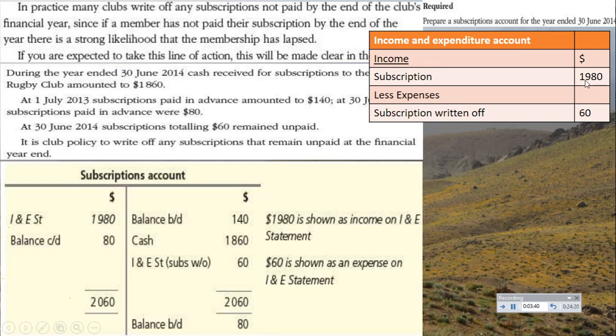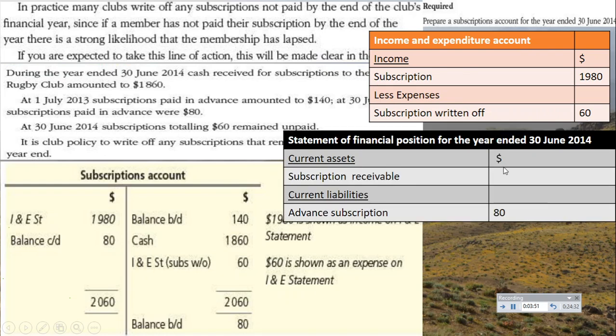So this is your income statement. Under the income heading, you will put subscription 1980, and under the heading of less expenses you will have subscription written off 60 because this is not going to be recovered. Now in the statement of financial position, you just look at the closing balance. We have BD is 80, that's your current liabilities. So advance subscription, put 80, and that does it.